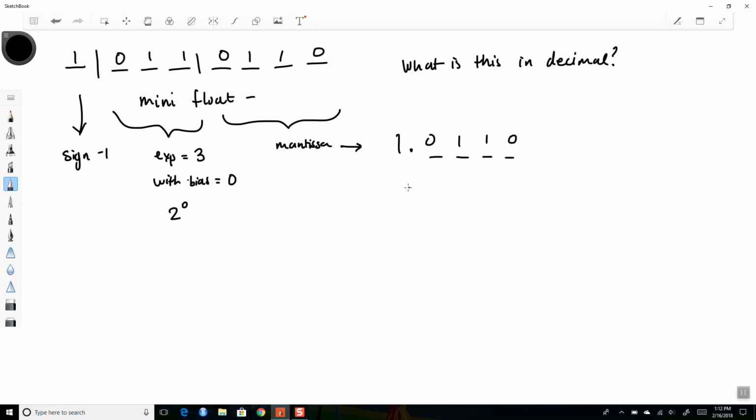Okay, so I have 1 plus 0 halves plus 1/4 plus 1/8. And so here this gives me 1 3/8, or 1.375, times 2 to the 0. And I have a sign of -1, so this becomes negative 1.375.